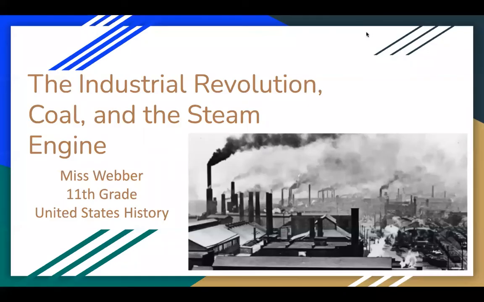United States history students. It is Miss Weber, and today we will be learning about the Industrial Revolution that took place during the 18th and 19th centuries. There were many inventions that were created during the Industrial Revolution, like the spinning jenny, telegraph, photography, typewriters, the light bulb, and even dynamite. In this video, you will be learning about the Industrial Revolution and its most important invention, the steam engine.